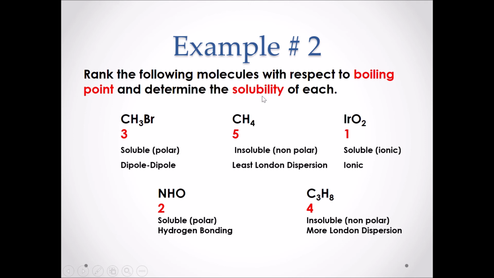If we consider the solubility of each substance, we are looking for substances that are ionic and polar. Those substances will dissolve in water. Therefore, CH3Br is polar. It will be soluble in water. CH4 is nonpolar, therefore it will be insoluble in water. IrO2 is ionic, it will be soluble. NHO is also polar, therefore it will be soluble. And finally, C3H8 is nonpolar, therefore it will be insoluble in water.